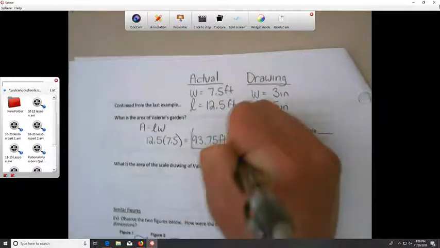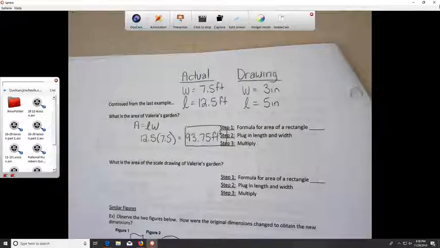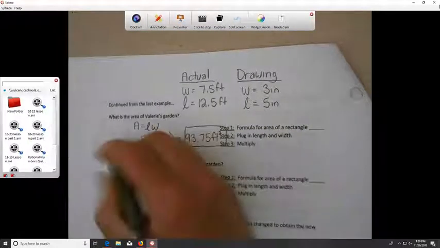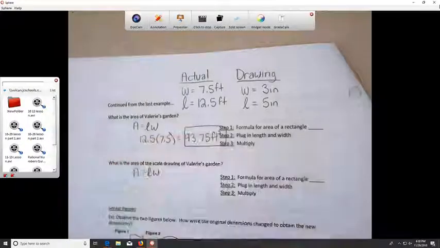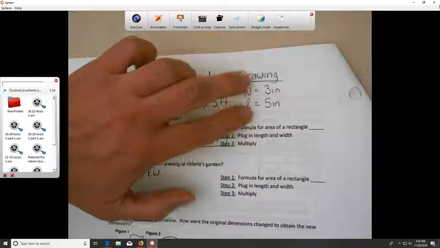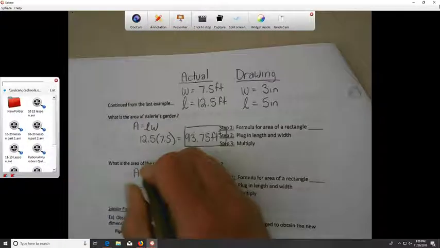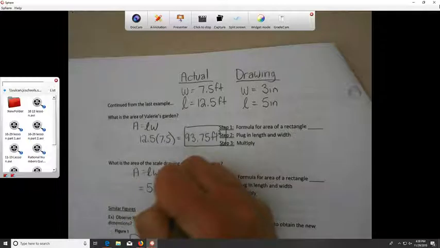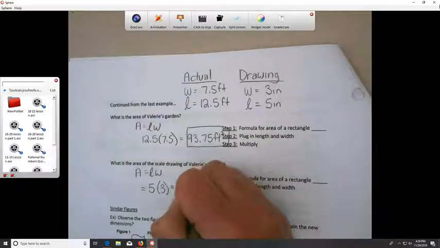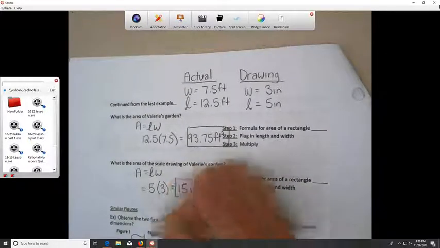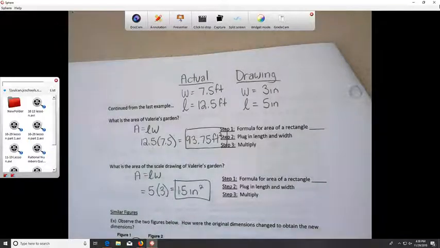Now the next part of the question says, what's the area of the scale drawing? It's the same formula, area equals length times width, but this time our length and width are going to be from the scale drawing. So I'm going to plug in 5 inches for the length and 3 for the width, and 5 times 3 equals 15. So our area of the drawing would be 15 square inches.